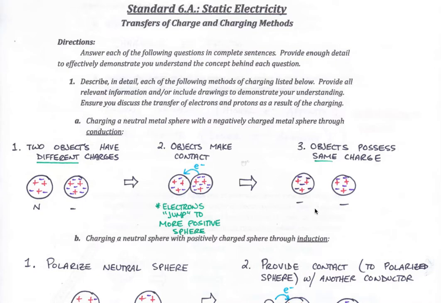So when you're charging with conduction, the two things that are important to recognize is that the objects must start with different charges and they will end with the same charge. Because if they ever ended with different charges, that wouldn't be the end. Electrons would still have the ability or still desire to jump to the more positive option. So there only will stop being a more positive option when both objects possess the same charge. So please remember you must start with different charges, but you have to end with the same charge.